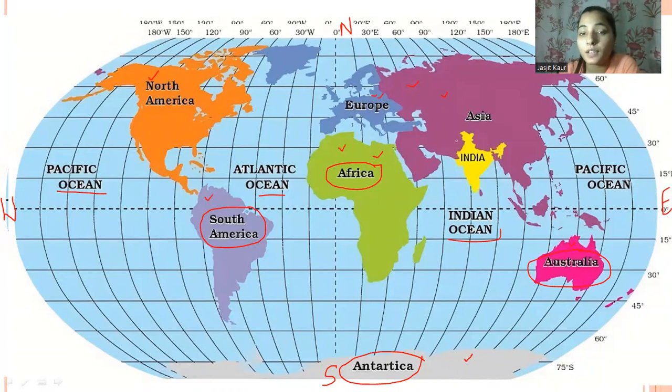So now, we can see that India is located in the northeastern hemisphere. This is the northern part, and this is the equator, as you can see. This is the northern part and this is the southern part. And here we have the 0-degree latitude. This part is the eastern hemisphere and this is the western hemisphere. So we can say that India is located in the northeastern hemisphere. You have to remember this, that India is located in the northeastern hemisphere.